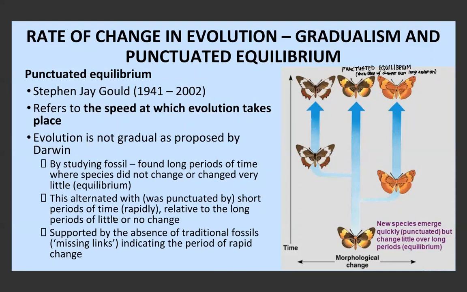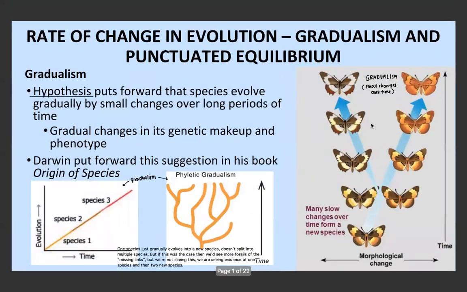And then within these long periods of time, there were some very short periods of time where there was quite a lot of change. So it was punctuated by short periods of time with a lot of change. And what supports this hypothesis is that we don't have a lot of traditional fossils. We don't have a lot of fossils like the missing link fossils, so these in-between fossils. What we often find is a fossil like this butterfly and then a fossil like these two resultant butterflies. We don't have these in-between fossils that support the fact that evolution is happening slowly.